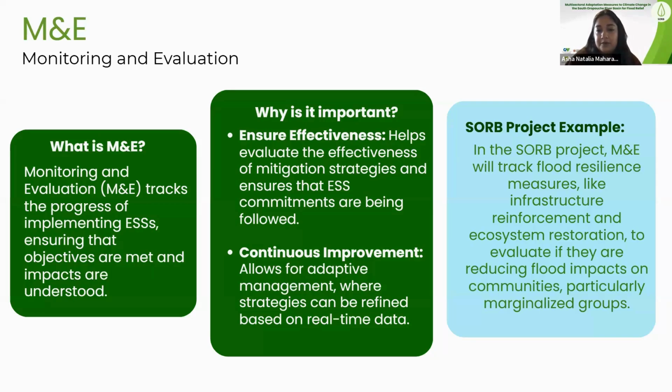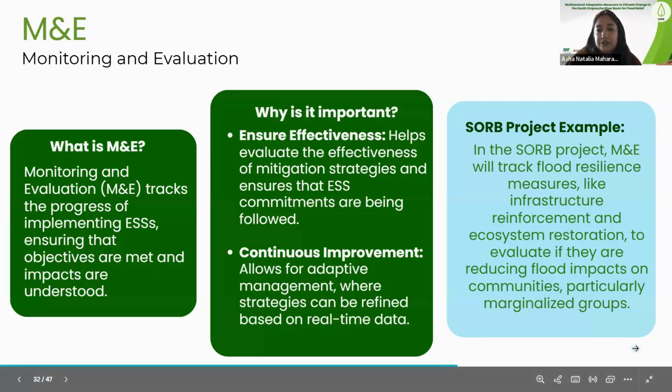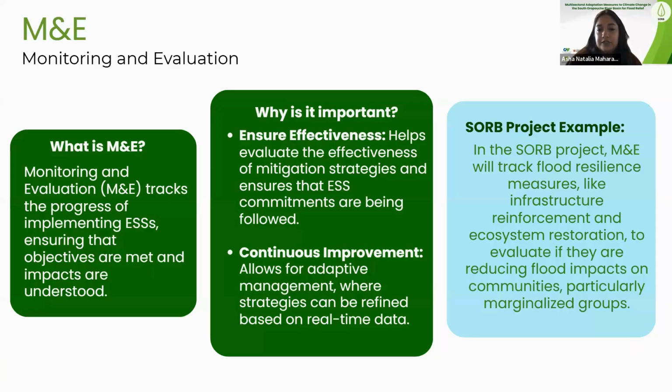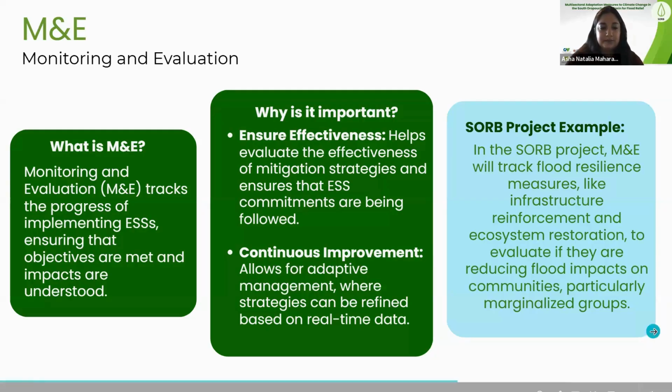So for example, at the SORB project, when we're doing our M&E, we're tracking flood resilience measures, including infrastructure reinforcement. We're looking at the ecosystem restoration, and we're evaluating continuously to ensure that we are reducing flood impacts, which is our ultimate goal on the community, particularly those marginalized groups. Next slide.